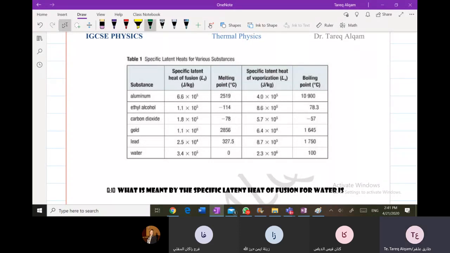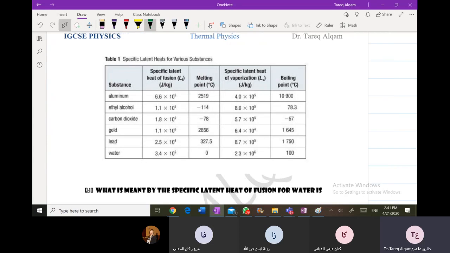Here we are given, and you can find this in your book, specific latent heats for various substances. And specific latent heat, like specific heat capacity, depends on the matter.